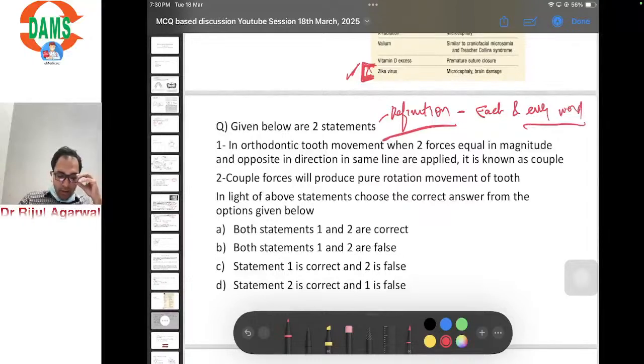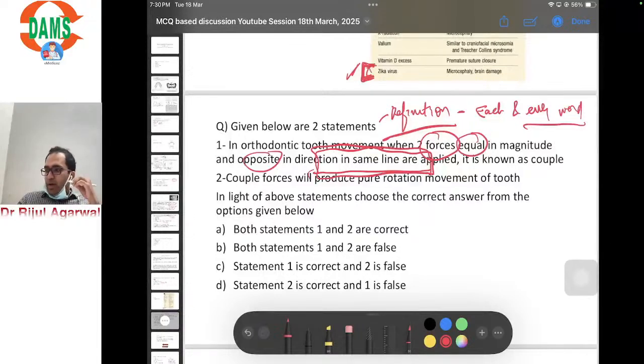Okay, so I'll again start with the statement. Statement 1 says in orthodontic tooth movement, when two forces, equal in magnitude, which means equal in value, and opposite in direction, in the same line are applied, it is known as couple. And they have said this statement in the same line.